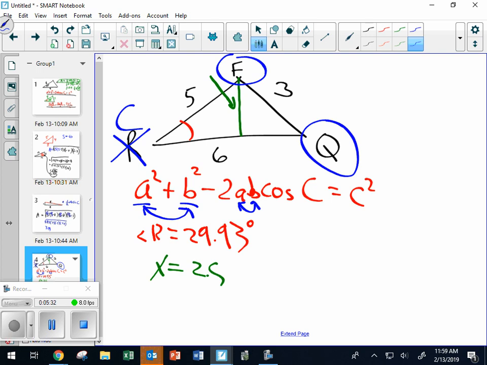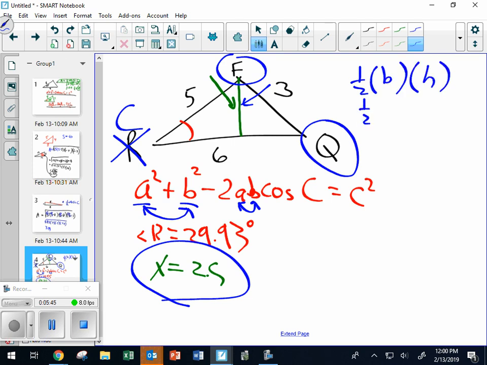Okay, so X is 2.5. That was a lot of work to find that, which now the area is easy. 6 times 2.5, 1/2 base times height, right? And that's 1/2 times the base, which is 6, times the height, which is 2.5. Okay, that wasn't that bad, but there's a lot faster way.